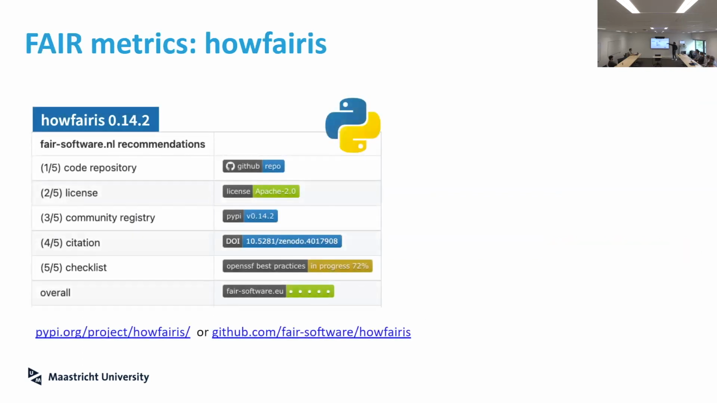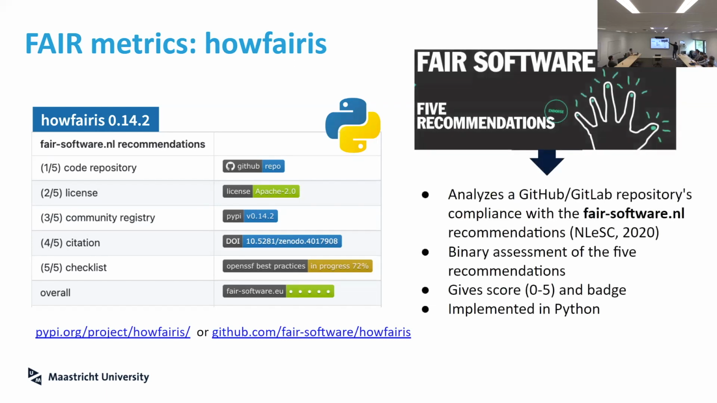Now, one of these tools for creating these FAIR metrics is called howfairis. Howfairis is a Python package, so it's a research software that evaluates research software, right? It can actually evaluate itself, right? So that's cool. And it's kind of a checklist, really. And this checklist basically complies with or tries to implement the 5 recommendations, right?